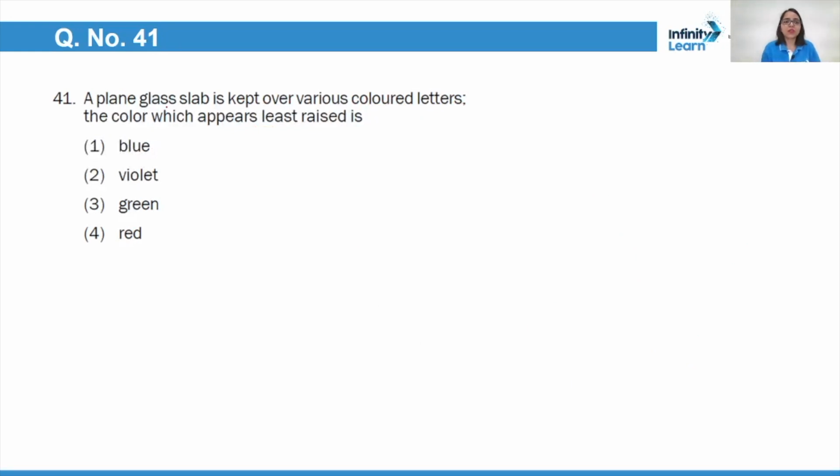Question number 41. A plain glass slab is kept over various colored letters. The color which appears least raised will be red because of low refractive index.